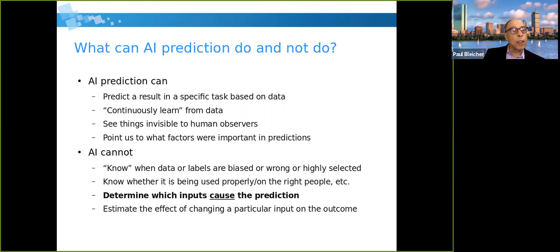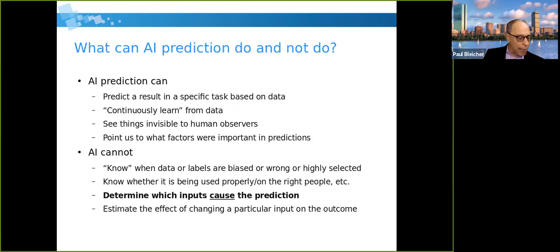It can continuously learn from the data, and that's something that artificial intelligence, specifically the deep learning programs, are particularly good at. And it can see things invisible to human observers, and sometimes those are really valuable as positive, sometimes, as you saw with the panda example, negative. They can also point us to factors that were important in the predictions, and this is relatively new, but it's very important. Transparency, explainability, understanding why the predictions were made.